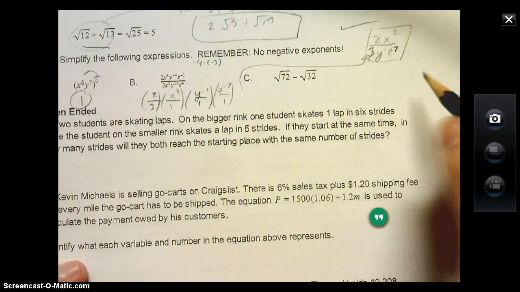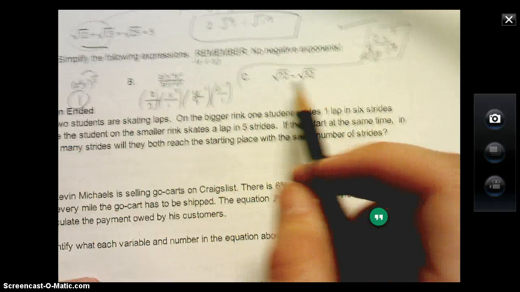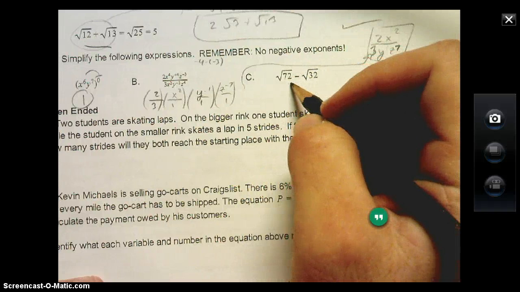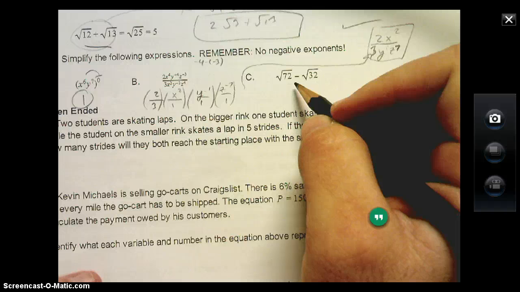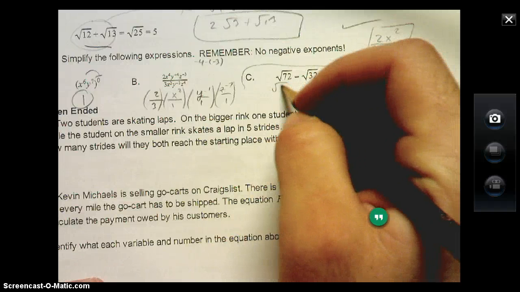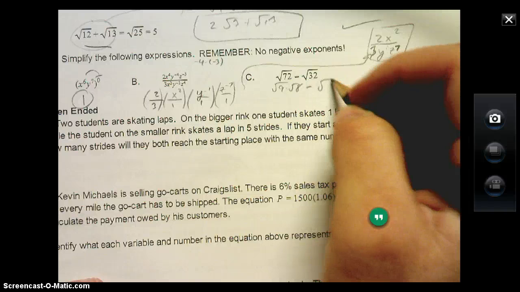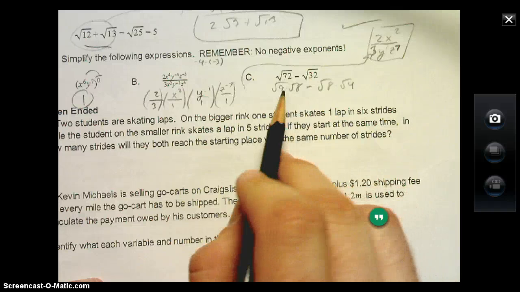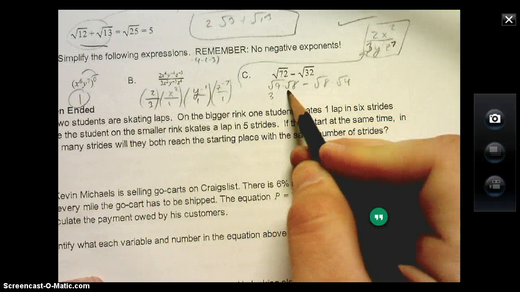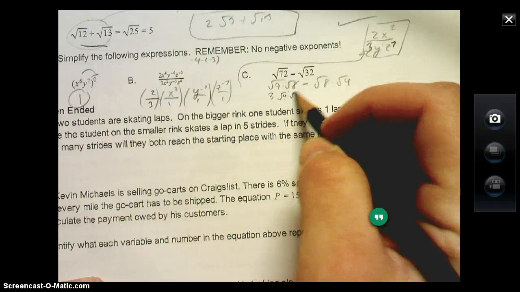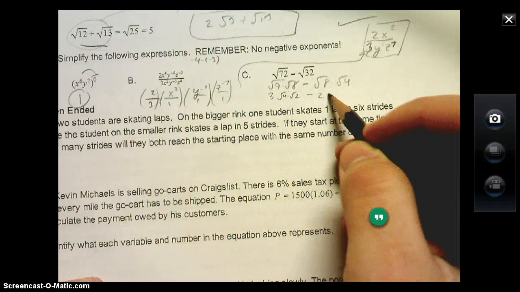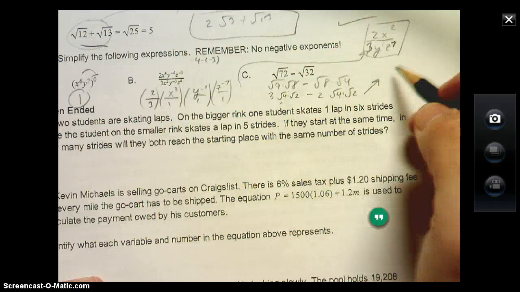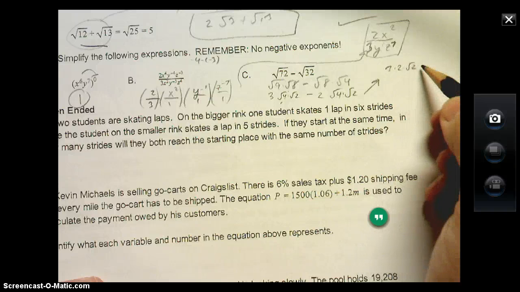Cool. And lastly, root 72 minus root 32. Break this down. Let's try root 9 times root 8, minus root 16 times root 2. Square root of 9 is 3. I can break root 8 down again, square root of 4 times square root of 2. Minus, and this can be broken down to root 4 times root 2. Square root of 4 is 2. So 3 times 2 times root 2 minus 2.